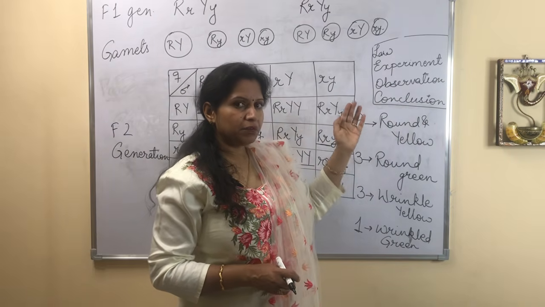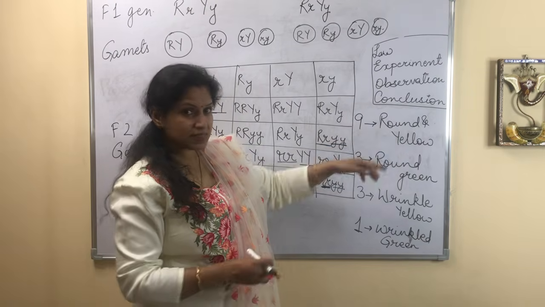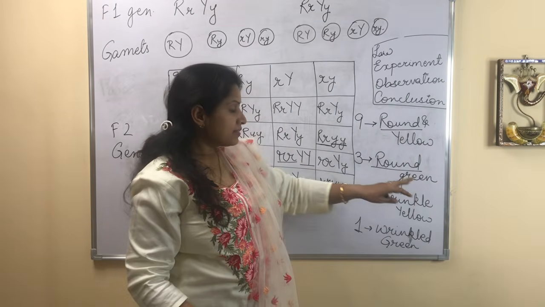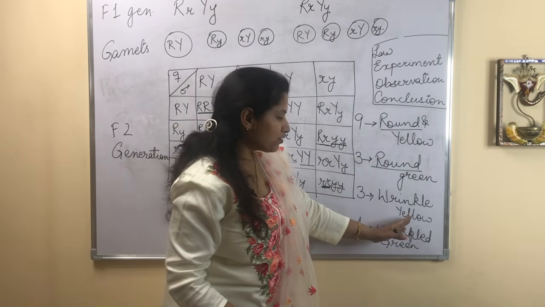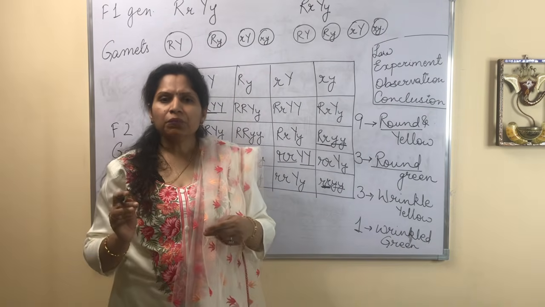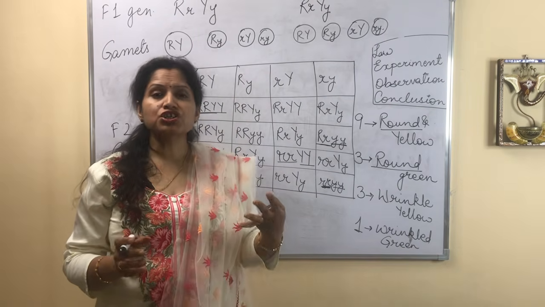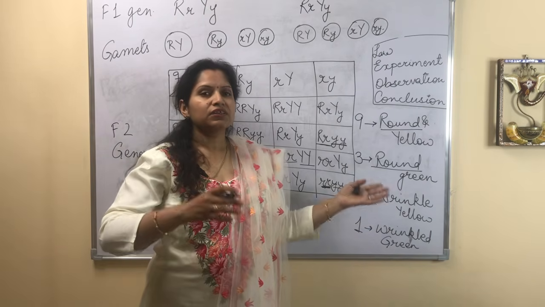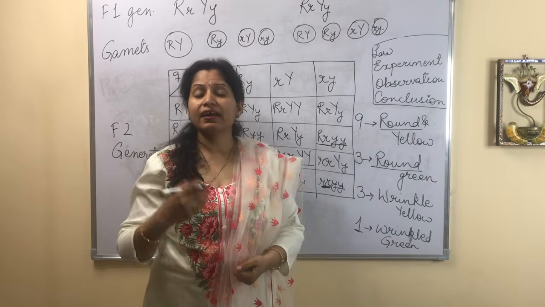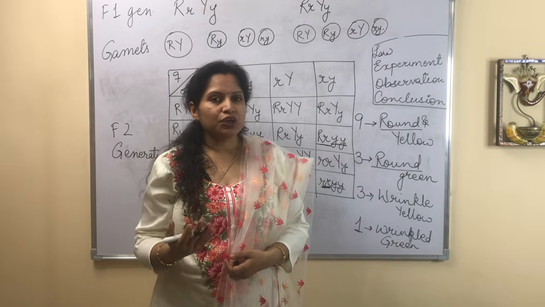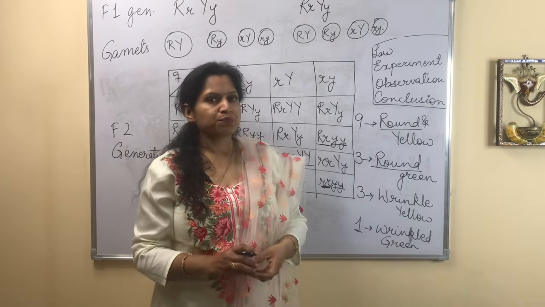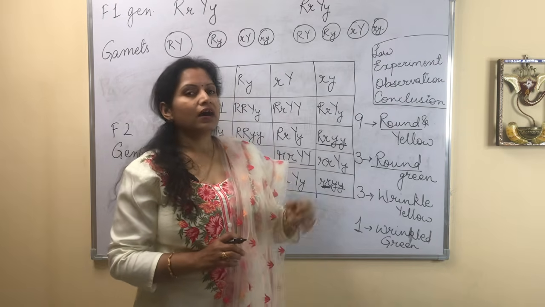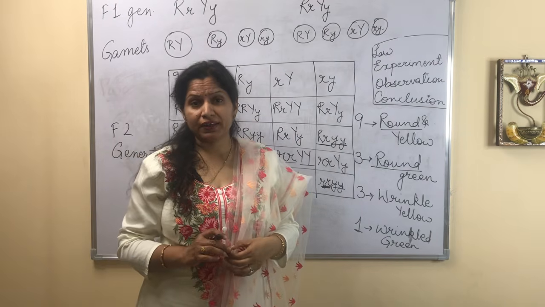By this experiment, Mendel concluded that the round seeds could be yellow or green in color. Similarly, the wrinkled seeds could also be yellow or green in color. Means the inheritance of the shape of the seed is independent of the color of the seeds. So the shape and the color of the seeds are inherited independently. They are not dependent on each other. That was the observation and that was the conclusion of Mendel after carrying out the law of independent assortment.